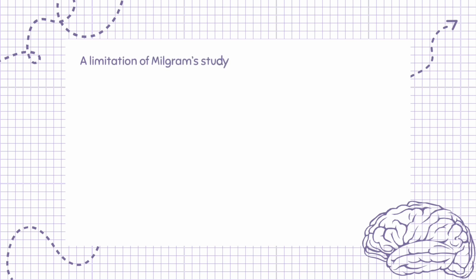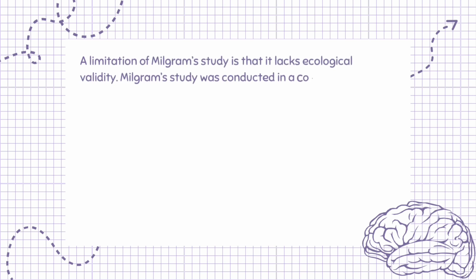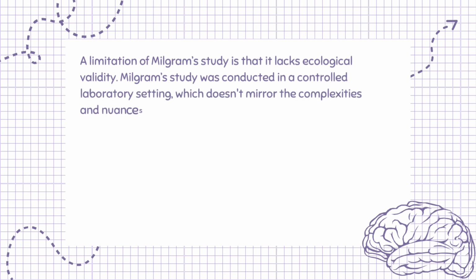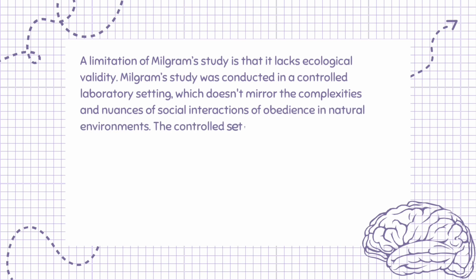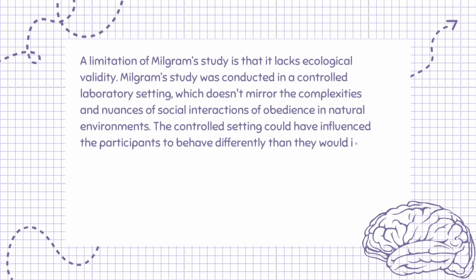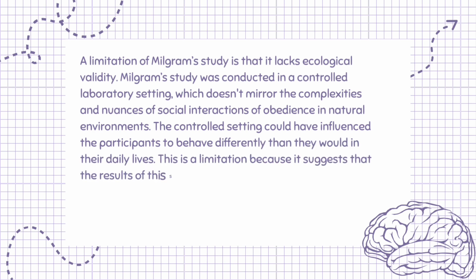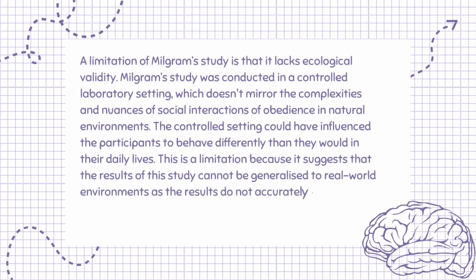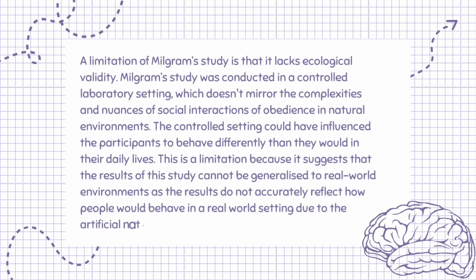A limitation of Milgram's study is that it lacks ecological validity. Milgram's study was conducted in a controlled laboratory setting, which doesn't mirror the complexities and nuances of social interactions of obedience in natural environments. The controlled setting could have influenced the participants to behave differently than they would in their daily lives. This is a limitation because it suggests that the results of this study cannot be generalized to real-world environments, as the results do not accurately reflect how people would behave in a real-world setting due to the artificial nature of the environment.